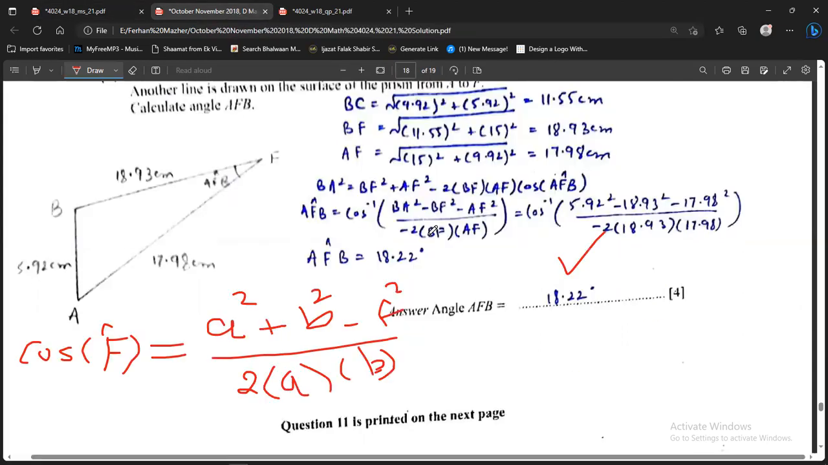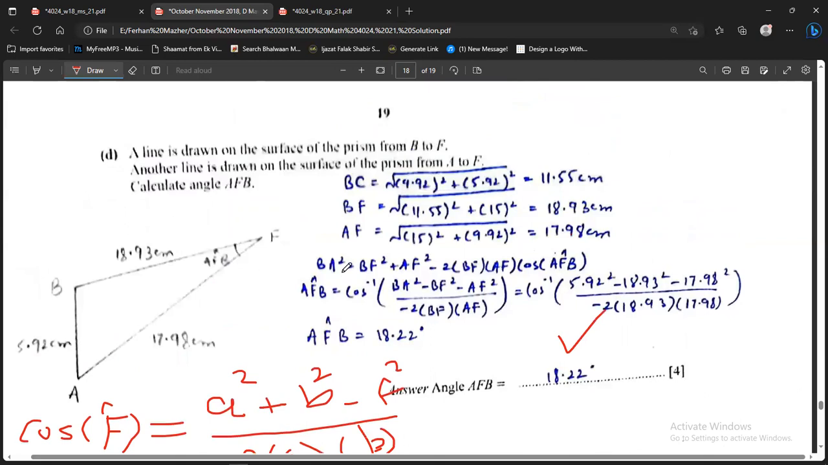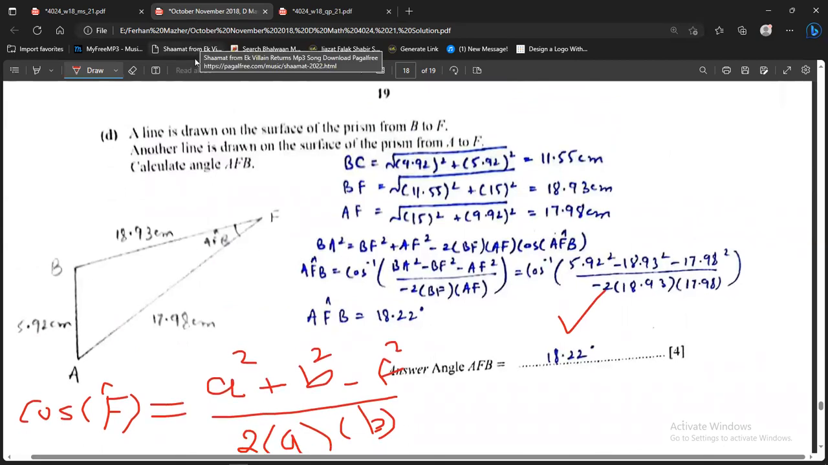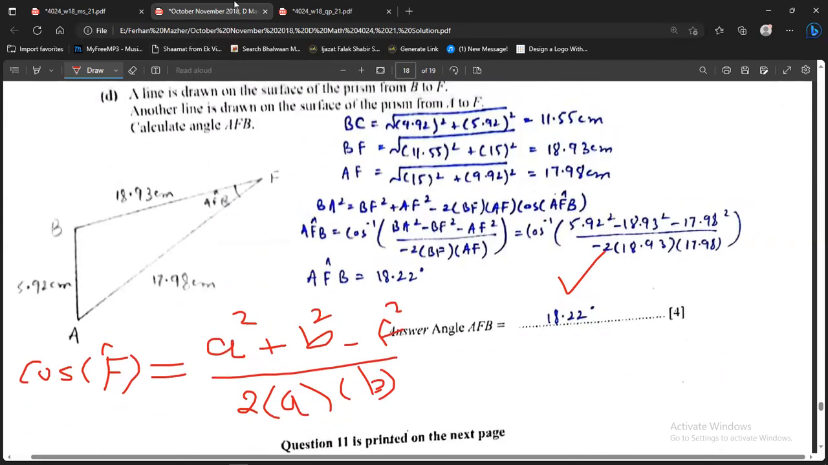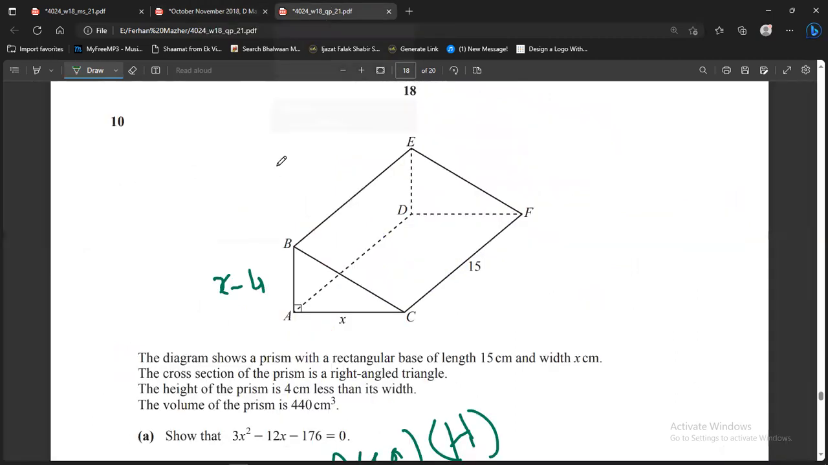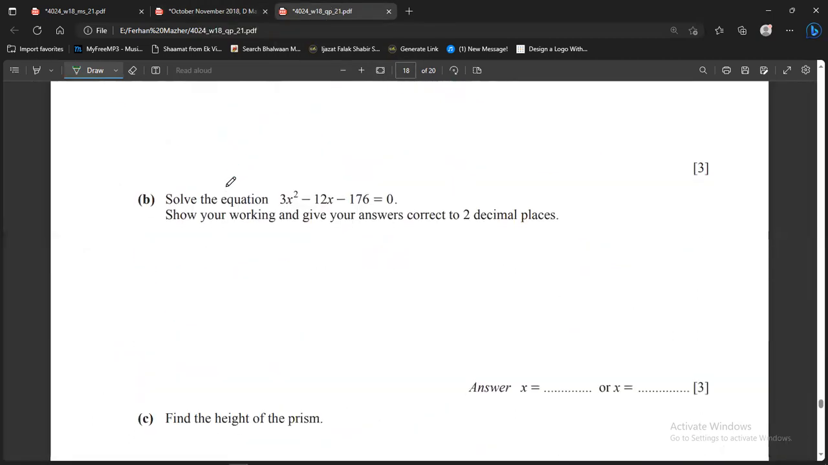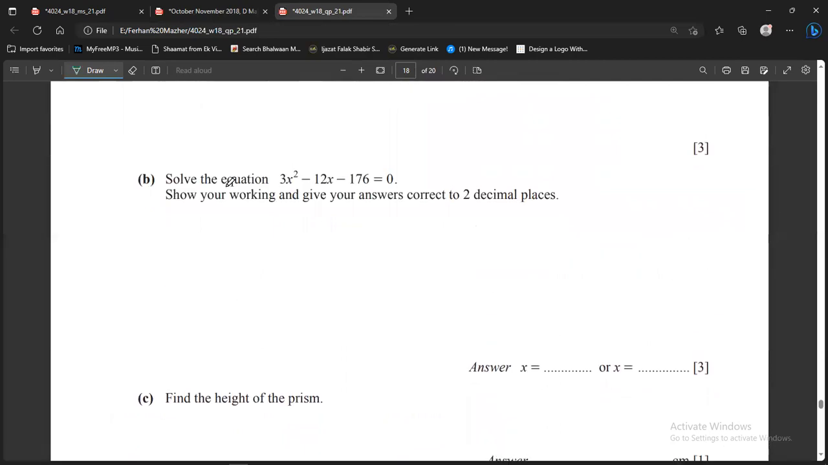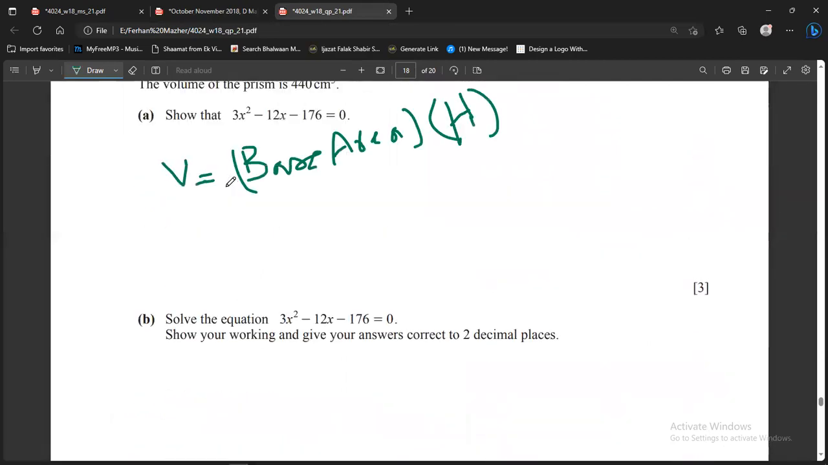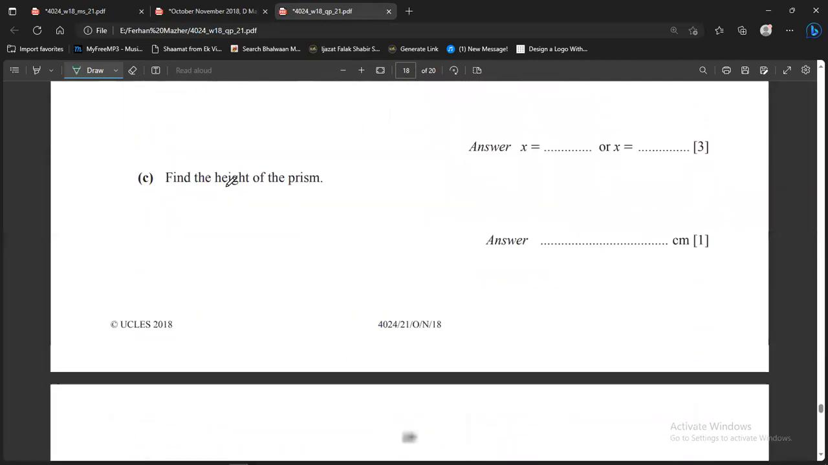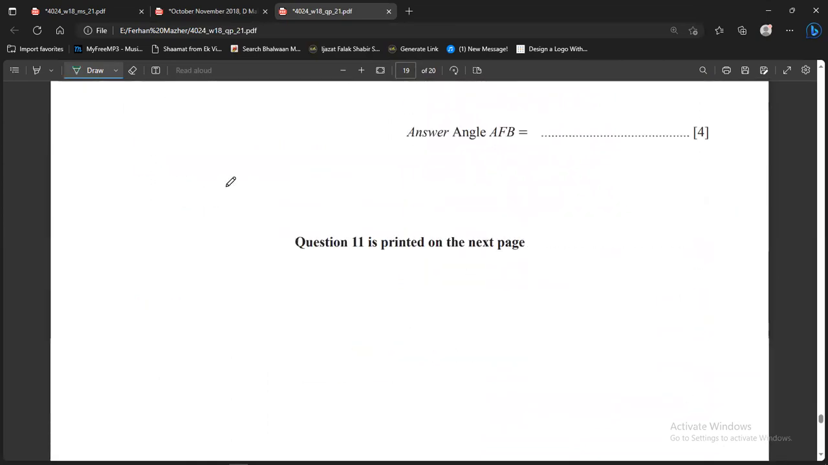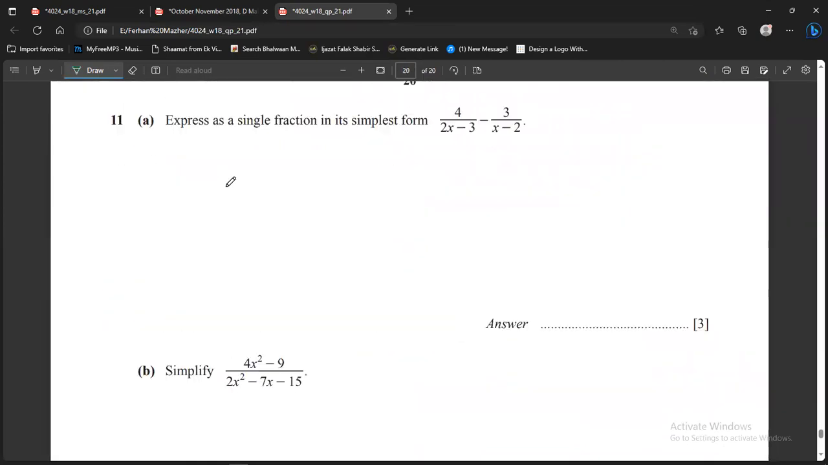18. It's a 4-mark question. It's not that easy. A lot of calculation is involved. I hope you understand. Okay, so we are going to the next part. Where we are. Okay, so we are done with question number 10. Now we are on question number 11.